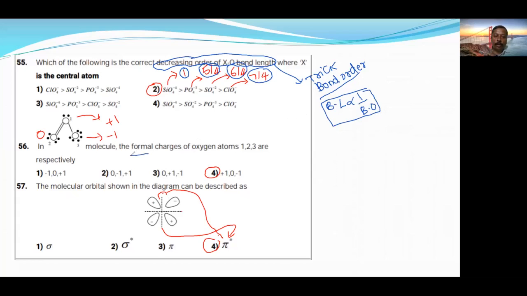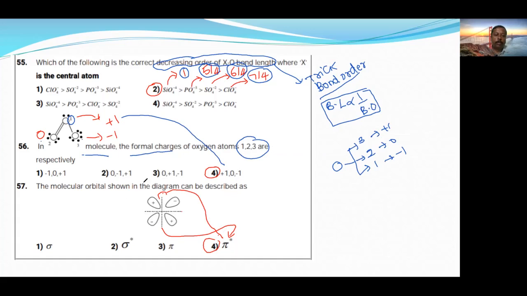Now next, formal charge of oxygen atom 1, 2, 3. See here, this is 1. There is a trick for oxygen: wherever there are 3 bonds, it will be +1; wherever there are 2 bonds, it will be 0; with 1 bond, it will be -1. This trick was already explained in the resonance structure. So double bond, therefore 0; triple bond, therefore +1; single bond, therefore -1. So the answer is: the first oxygen atom is +1, the second oxygen atom is 0, the third oxygen atom is -1.